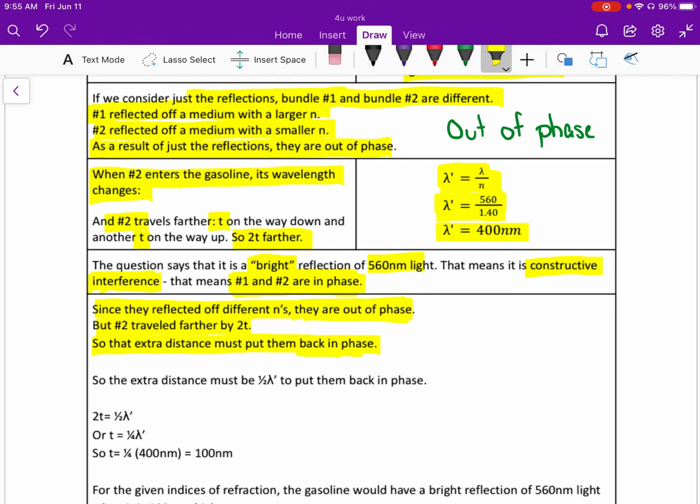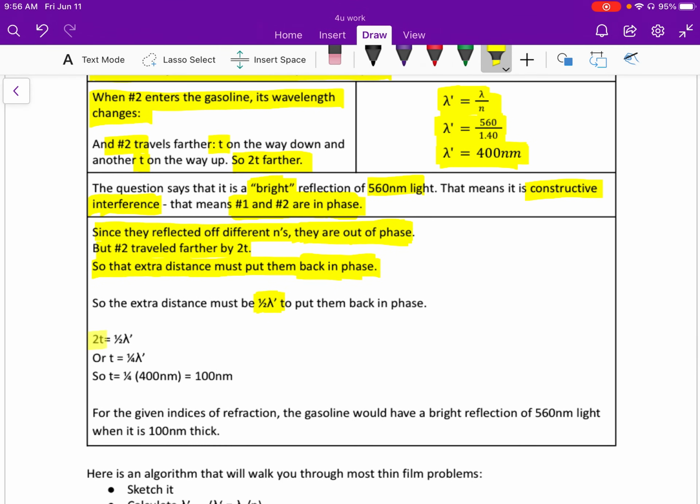To change the phase of something, remember interference is all about half lambdas. If the extra distance is exactly half a wavelength, that's going to put them back in phase. They're out of phase now, but half a wavelength of extra distance will kick them back into phase. The extra distance has to be half a wavelength, but half of the new wavelength. They're out of phase because of the reflecting, but the question says they're in phase. That's why we're seeing bright. We're going to use the special wavelength in the gas because that's where the extra distance was. It traveled through the gas.